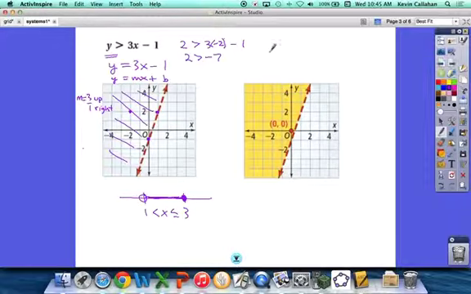Okay, now if I plug in 0, 0, I get 0 is greater than 3 times 0 minus 1. 0 is greater than -1. So they tested 0, 0. It led to a true statement, right? So they shaded on the side of the line where their test point 0, 0 was.